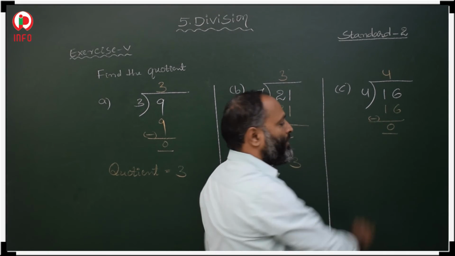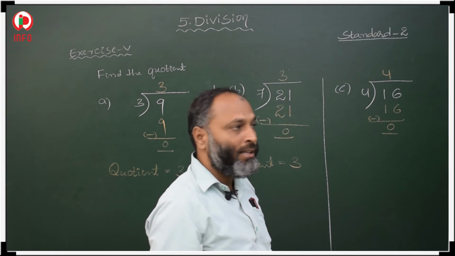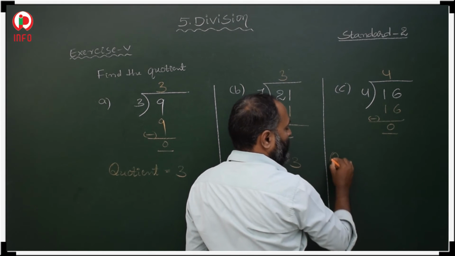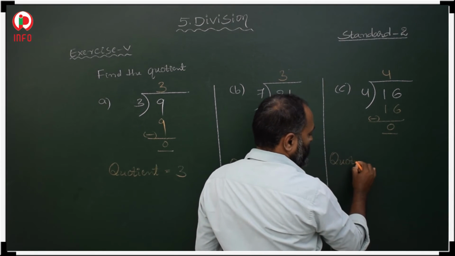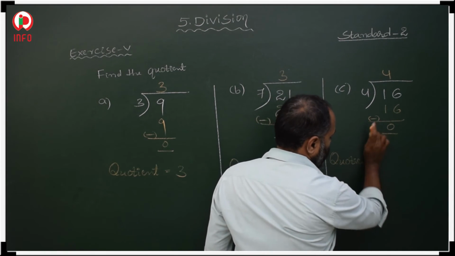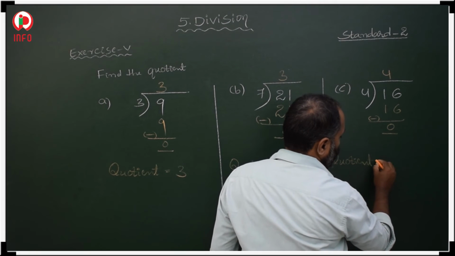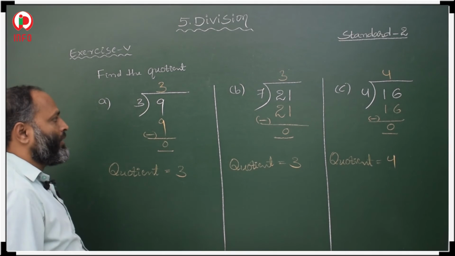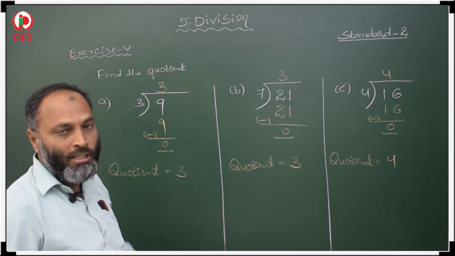Same number minus same number is 0. He is asking for the quotient. Quotient means answer. What is our answer? 4. Our quotient is 4. In this way we have to find our quotients. Okay. So, this is division.